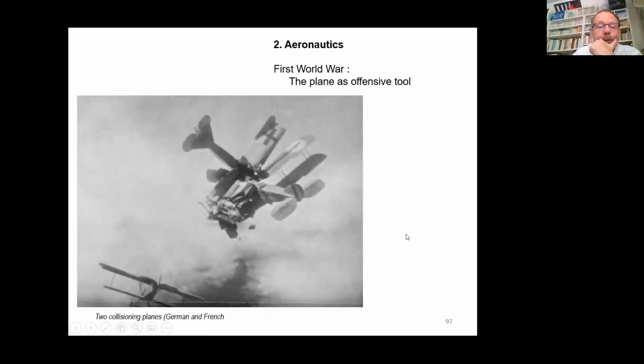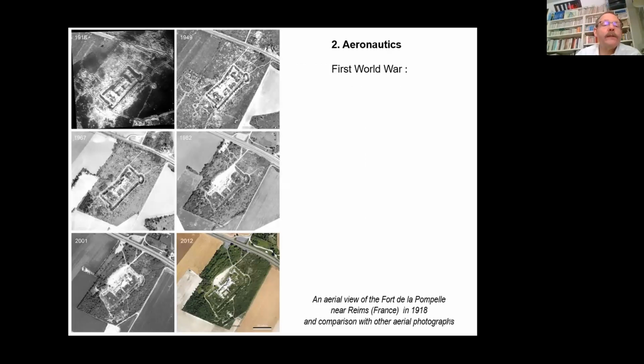So this is two planes colliding. And this is an illustration of the use of old photographs on a fortified place, Fort de la Pompelle, close to Reims. This fort was occupied by the French. The Germans tried to invade, but didn't succeed. And this is the evolution of the place.